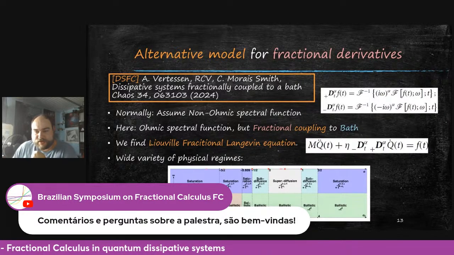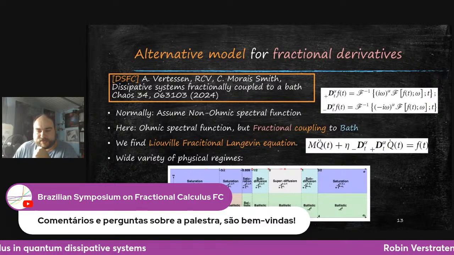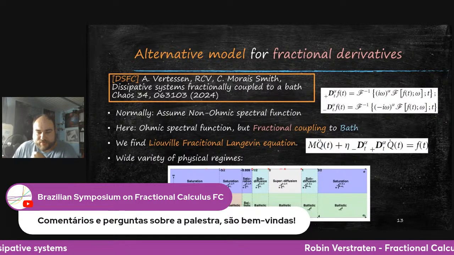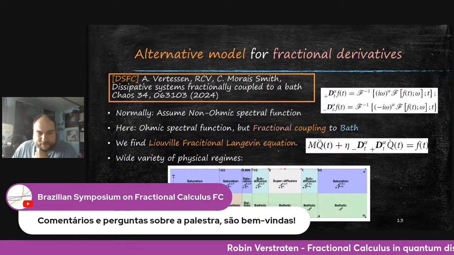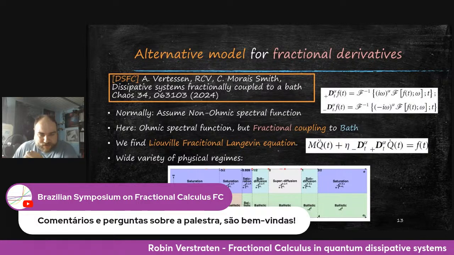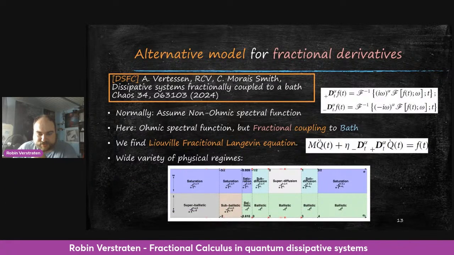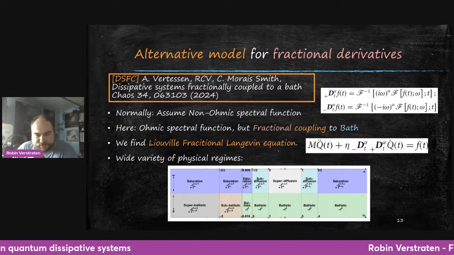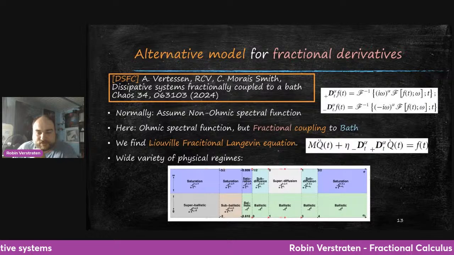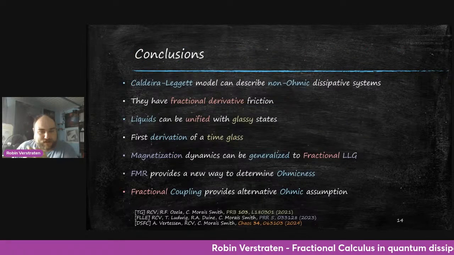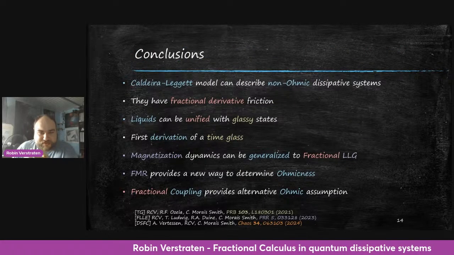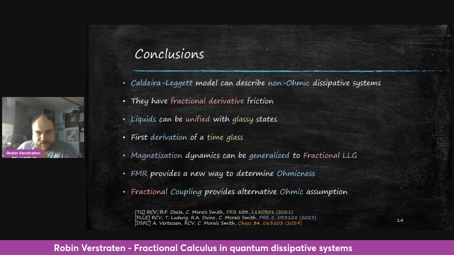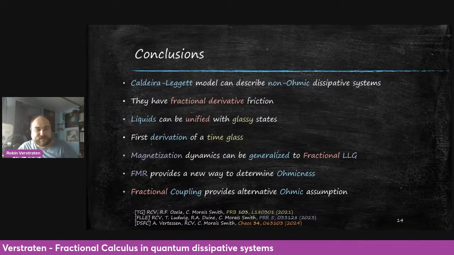And what's very nice about this is that it's even more flexible in the parameters. So you can find a very wide variety of physical regimes, which you can see in this picture at the bottom. So you can find superdiffusion, subdiffusion, saturation, all these things. So finally, for conclusions, we use the Caldeira-Leggett model, and we can describe non-ohmic dissipative systems.